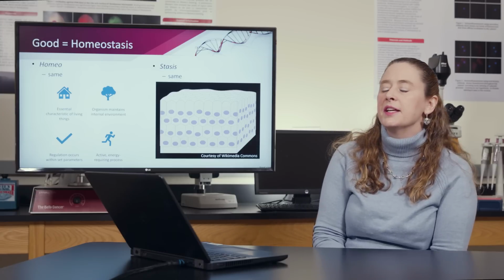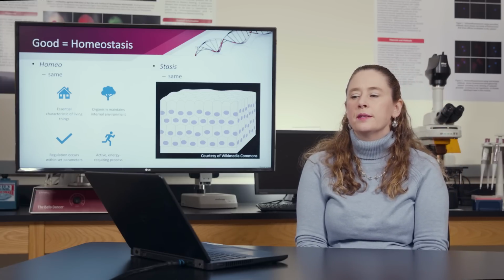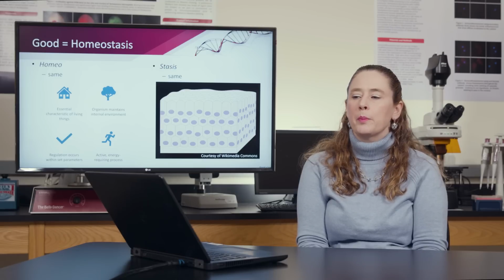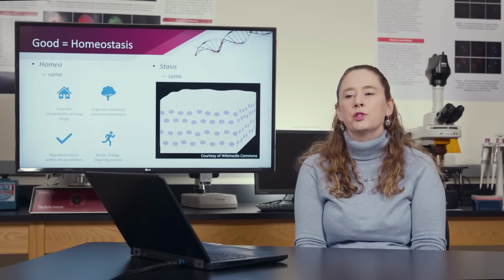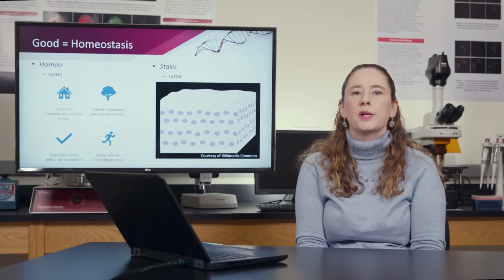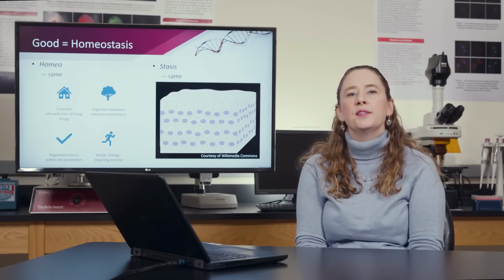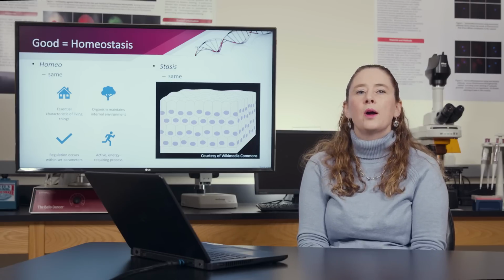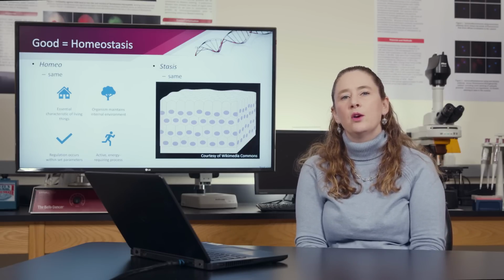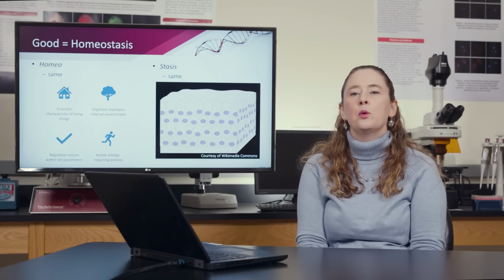What the process does is it allows organisms to maintain an internal environment. Homeostasis is actually an essential and defining characteristic of living things. Non-living things don't maintain homeostasis, but all living things, no matter how big or small they might be, do maintain homeostasis. What homeostasis allows for is regulation of certain parameters, and it is an active energy requiring process, even though most of the time you're unaware that you're actually maintaining homeostasis.